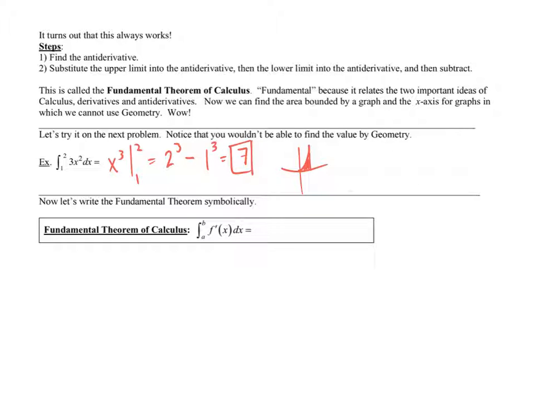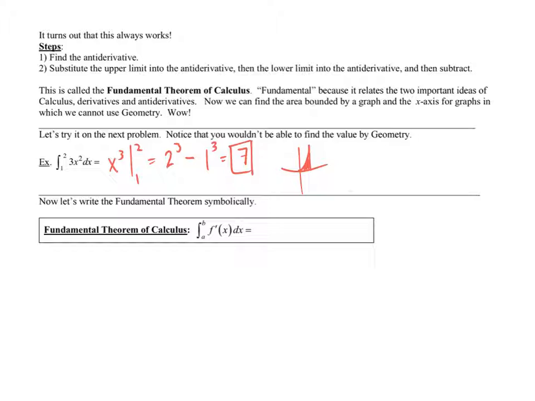So pretty cool. This fundamental theorem of calculus is now going to help me find the area under a curve in which I would not be able to find the area using geometry. So another way to say that is now I can evaluate definite integrals for which geometry will not be able to help me. And the cool thing about this is that 7 is the exact area under the curve of 3x squared between x equals 1 and x equals 2.